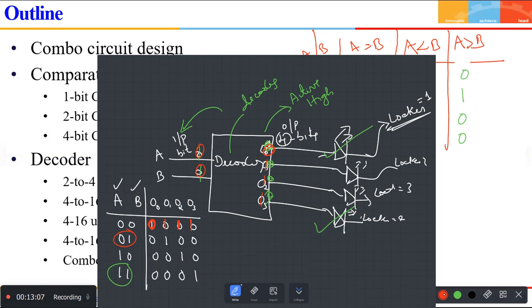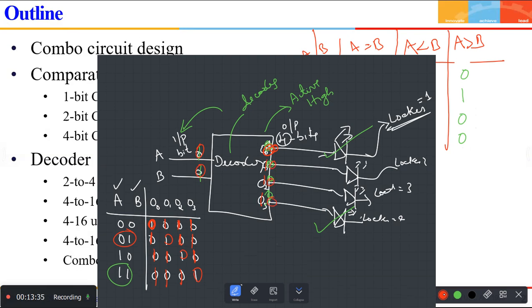This will become 0, this will become 1, 1, the complement of that, active low. Now for 1, 0, this will become 0, all the rest will become 1. For 1, 1, this will become 0, this will become 1, 1. This is the difference between active low and active high. And an active low output is always written by having a bubble here.